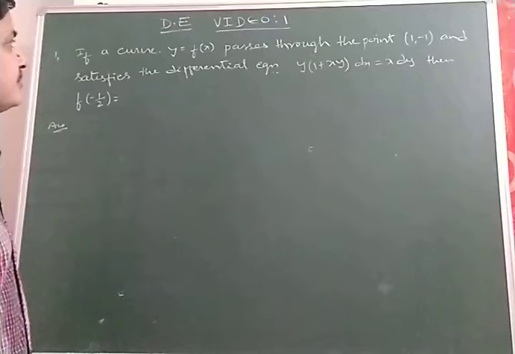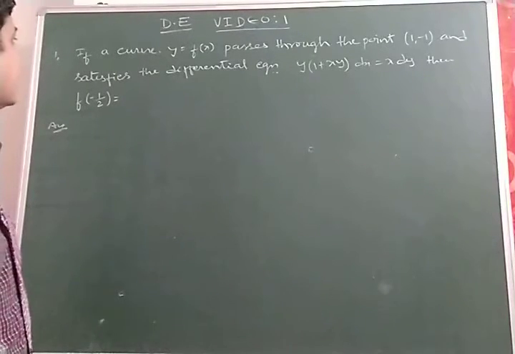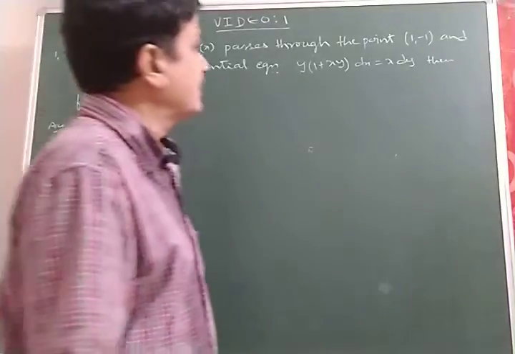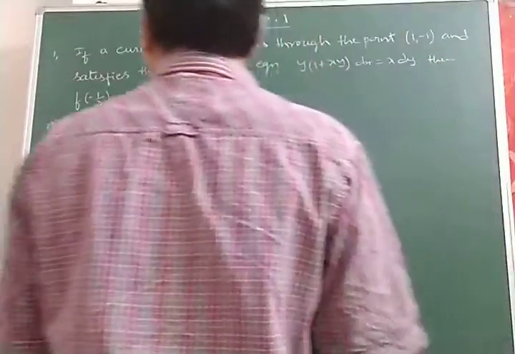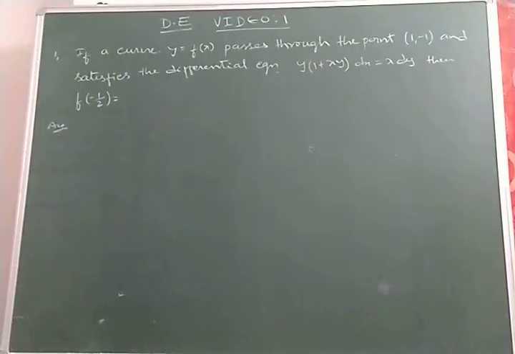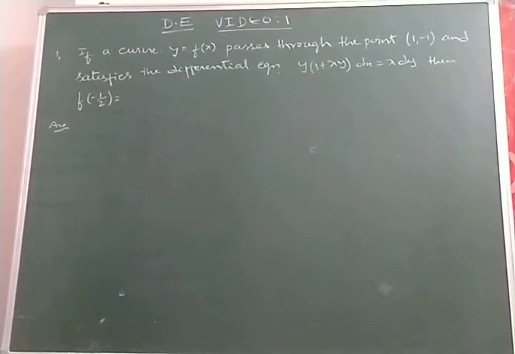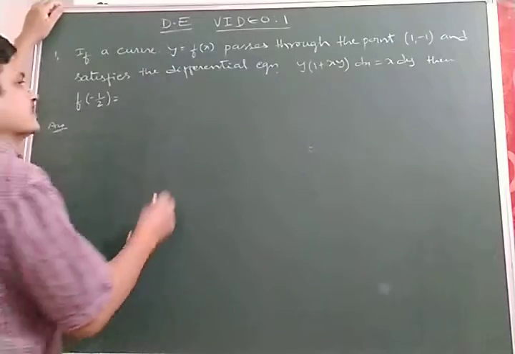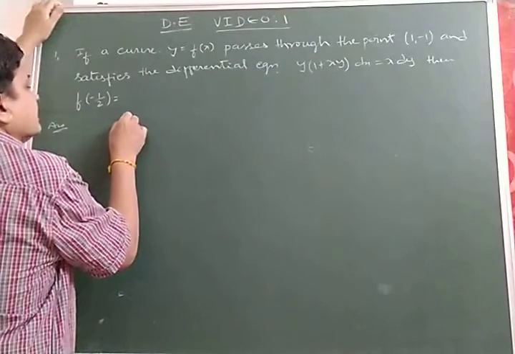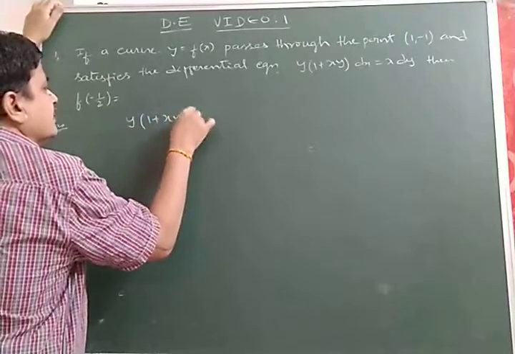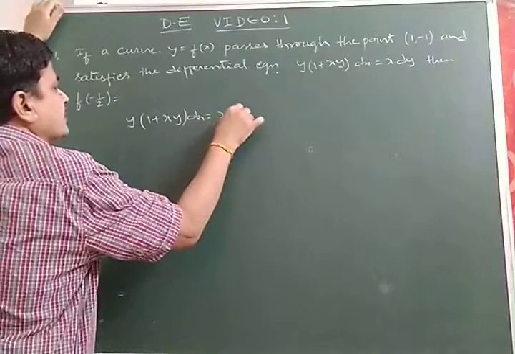Differential equations, video 1. Question number 1. If a curve y is equal to f of x passes through the point (1, -1) and satisfies the differential equation y(1 + xy) dx = x dy, then f of -1/2 is equal to? Given differential equation is y into (1 + xy) into dx is equal to x dy.